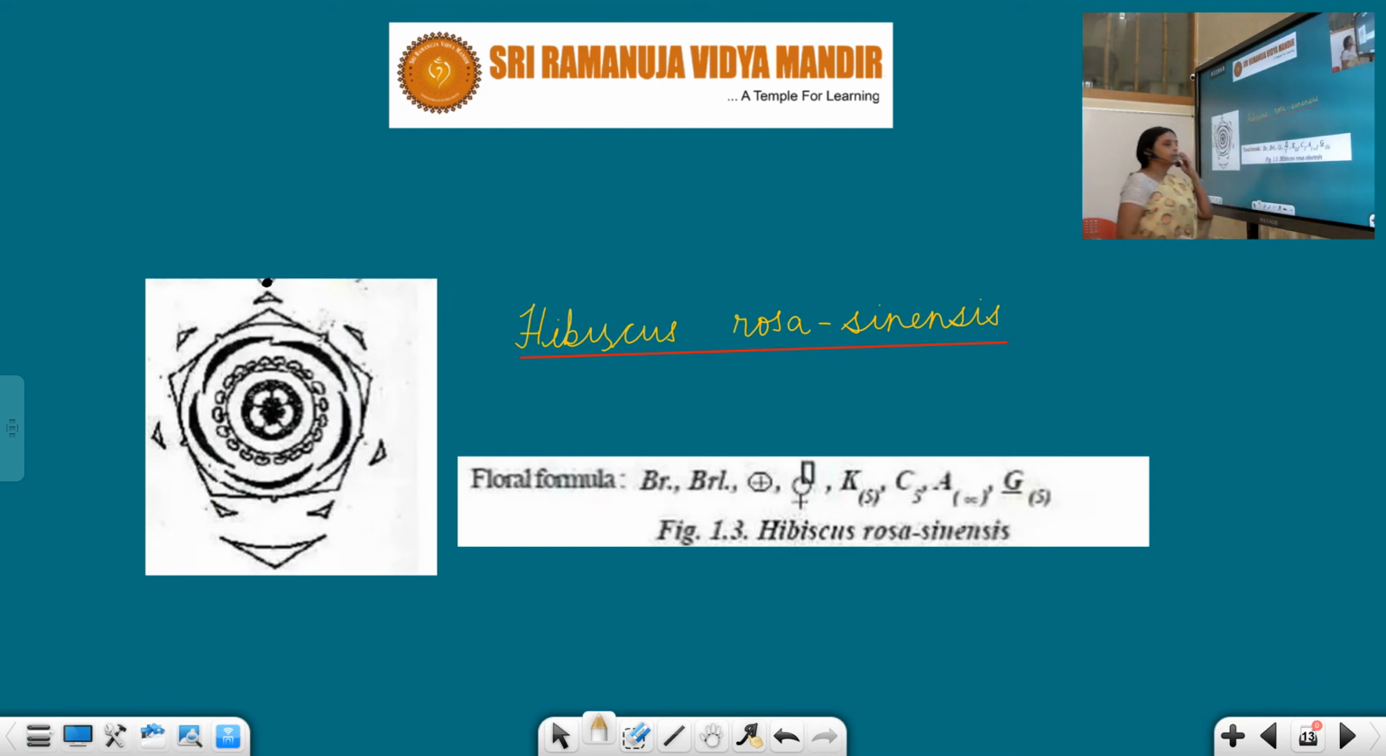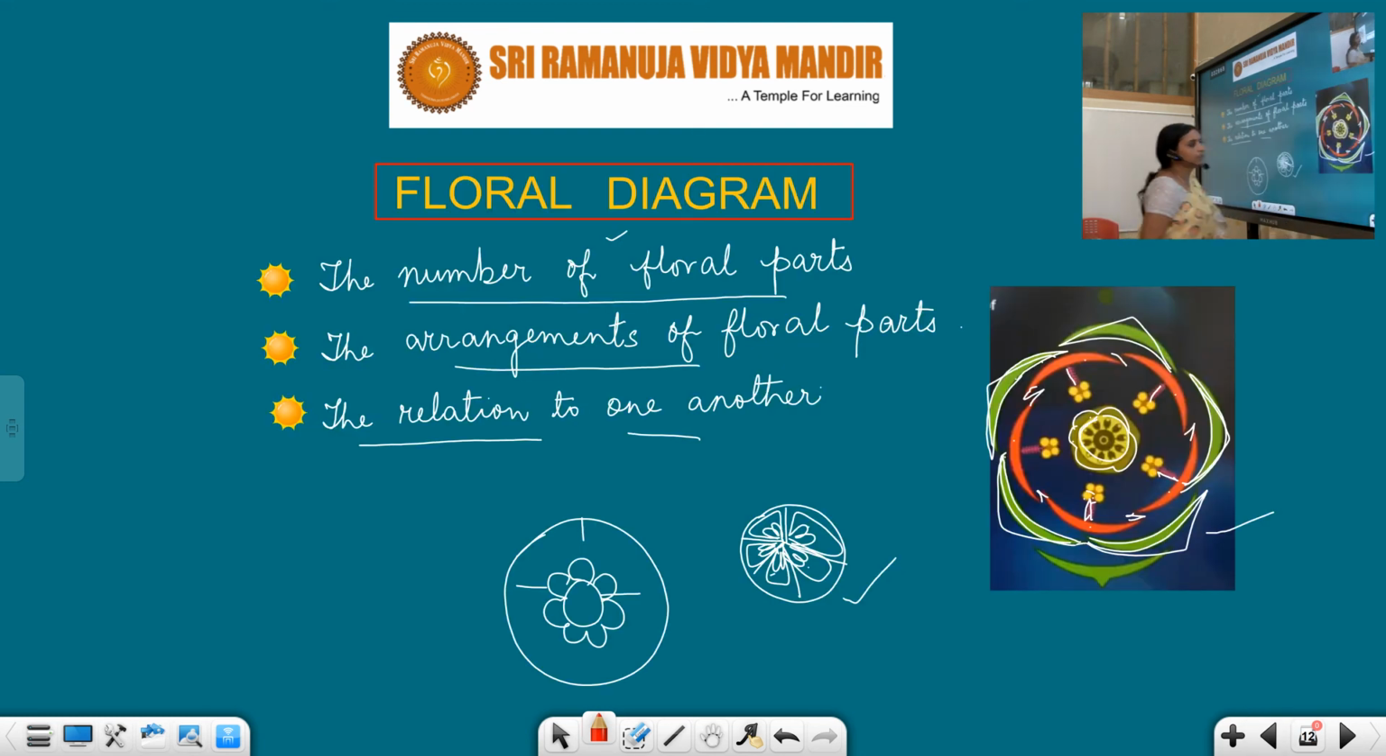Now let's see, here I have put a slide of Hibiscus rosa-sinensis, the floral diagram of Hibiscus rosa-sinensis and the floral formula of the same flower. So let's observe this. Here, how many petals? One thing I missed.